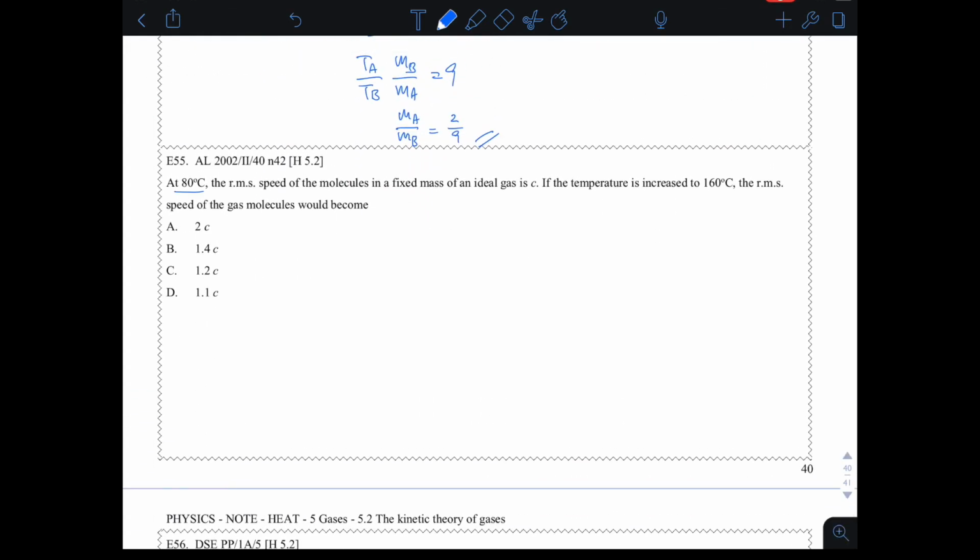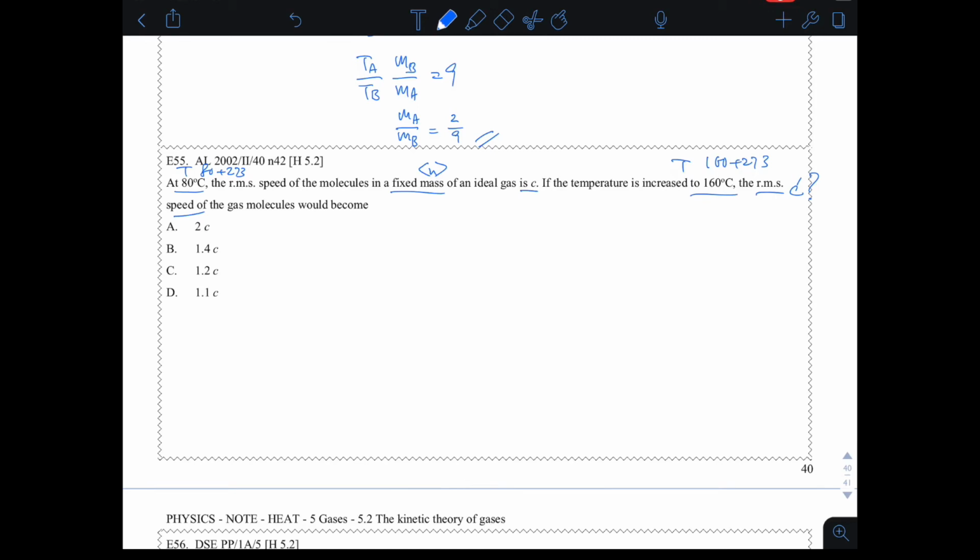Next, a similar situation. We have a temperature here, not in Kelvin, so we change it directly, and then fixed mass. We have C as the root mean square speed. Now increase the temperature. T is now changed to the new temperature. Then what is the new C prime?